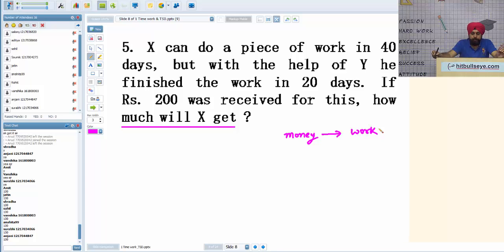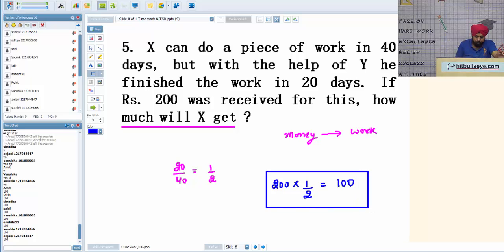So can you see that X finishes the work in 40 days? So in 20 days, X would have done half of the work, right? So if somebody does half of the work, students, how much money he or she should be paid? He should be paid half of the money. So we calculate half of 200 and find the answer to be 100. So 100 rupees becomes your answer. Right students? Moving on, this one.